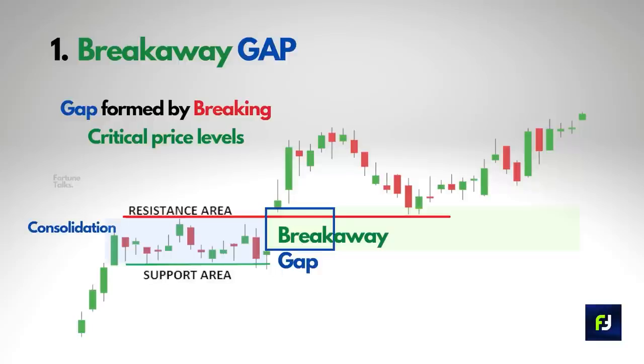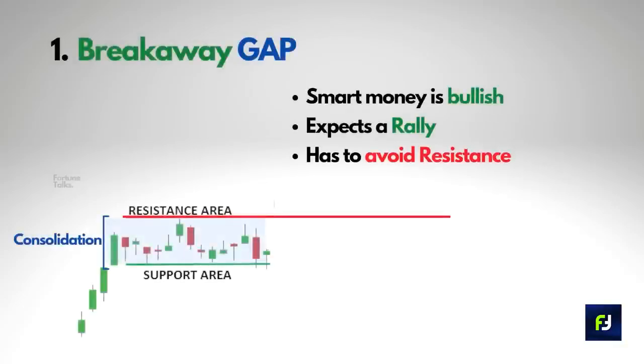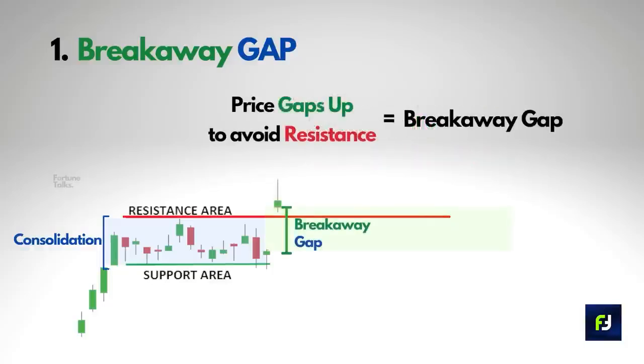So the main logic behind the breakaway gap is that the smart money knows exactly where the support and resistance areas are. Let us say, for example, if the smart money is bullish and higher prices are anticipated, the smart money will certainly want a rally. But the problem is how to avoid the old resistance which could trigger some selling pressure. So what they will do is gap up through the old area of supply as quickly as possible as a way of avoiding the resistance.